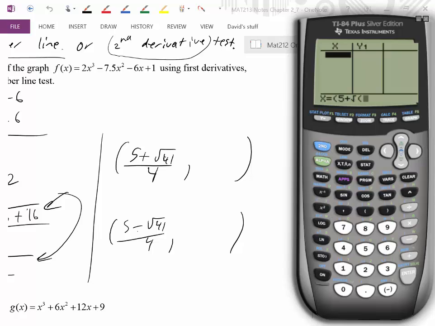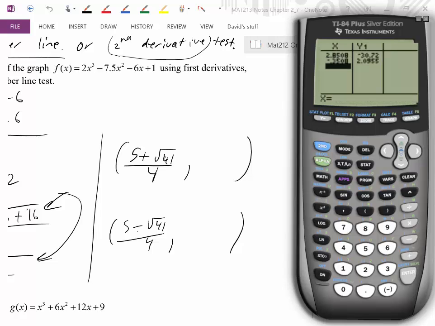So 5 plus the square root of 41. You just got to be careful with your parentheses. Make sure I divide the whole thing by 4. And you see, there we go. So now I got my decimal version of x and my approximated version of y. And then I'll repeat that over here. Oops, I need my parentheses for my numerator. So parentheses for the numerator, 5 minus square root of 41. Close my parentheses for the radical. Close my parentheses for the numerator. Divide the whole thing by 4.